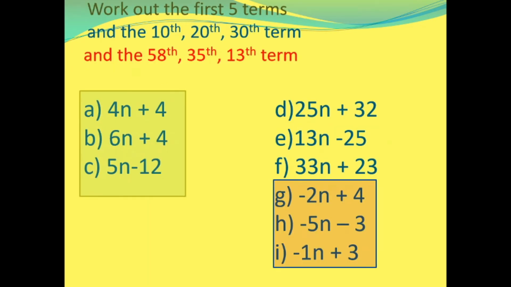Now, these are a little bit confusing the way they're laid out. Essentially, these are the easier sequences, your medium sequences, and your hardest sequences. If you want to make it easy for yourself, just do the first 5 terms. If you want to make it a little bit better, do the first 5 terms and the 10th, the 20th, and the 30th. If you're really good, do the first 5 terms, the 10th, the 20th, the 30th, and the 58th, the 35th, and the 13th. Just so you've got a variety of questions to do. Pause the video.